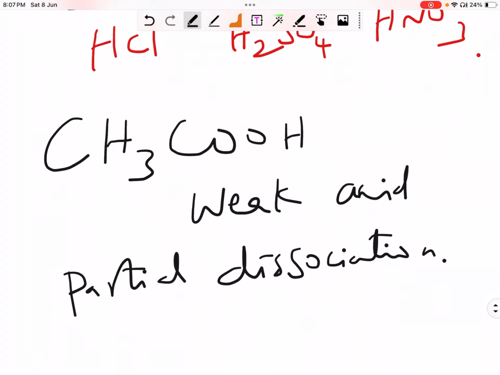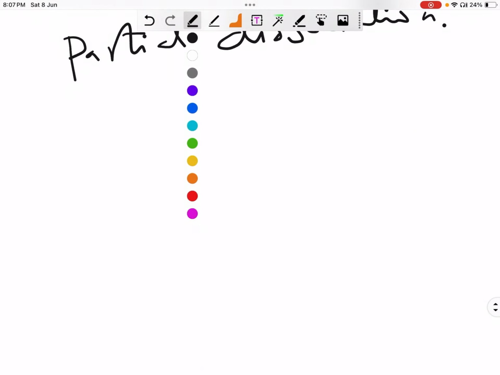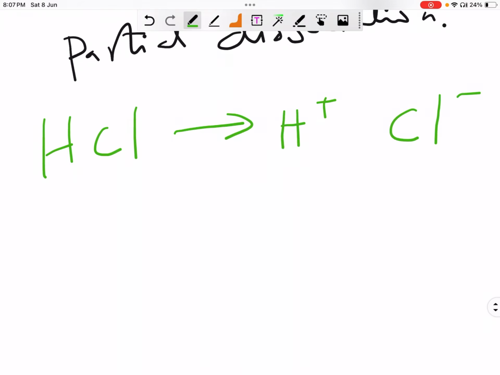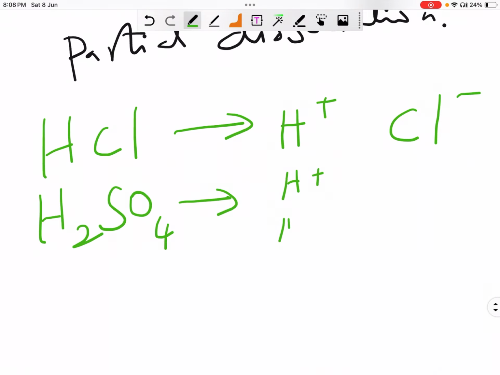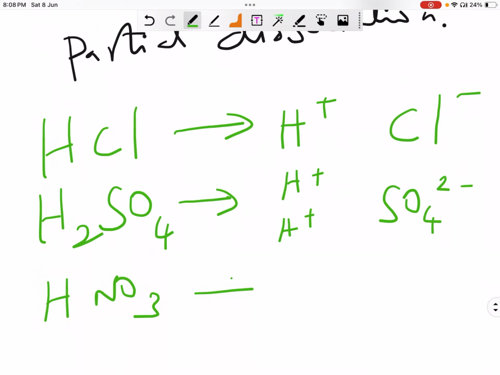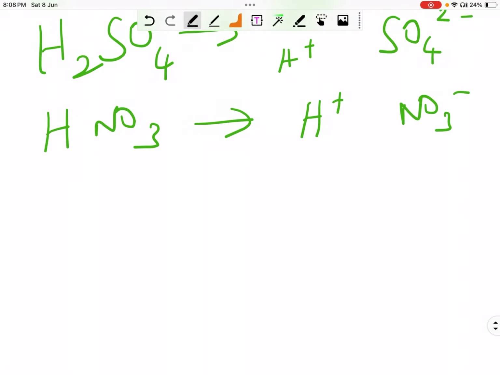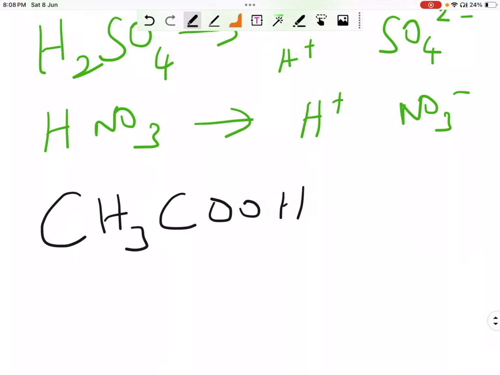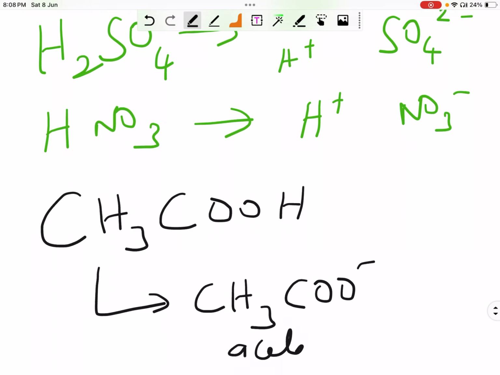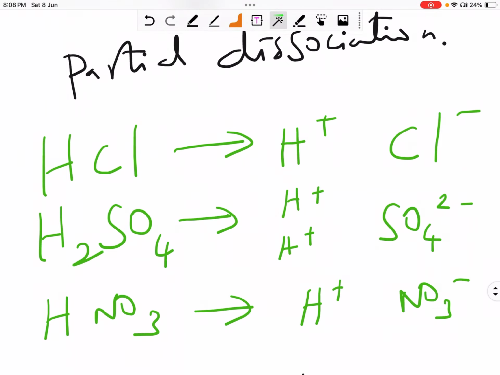When I say dissociation, you have to get this idea in your mind. HCl dissociates into H plus and Cl minus. H2SO4 dissociates into two H pluses and one sulfate ion. HNO3 dissociates into H plus and NO3 minus. And the last one, acetic acid, dissociates as CH3COO minus, which is called acetate ion, and H plus ion. So you can see from all the acids you are getting H plus.